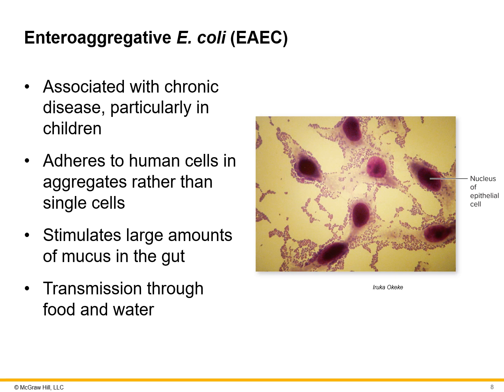So looking at these, they're the E. coli, so enteroaggregative E. coli or EAEC. This is associated with the chronic disease, especially in children. It can adhere to human cells and it aggregates rather than in single cells, hence the name enteroaggregative. So again, we kind of see these cells here that are in aggregates or kind of clumps. That's where these are going to be found. And then it stimulates large amounts of mucus in the gut and is transmitted from food or water.